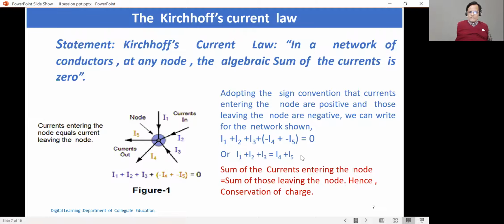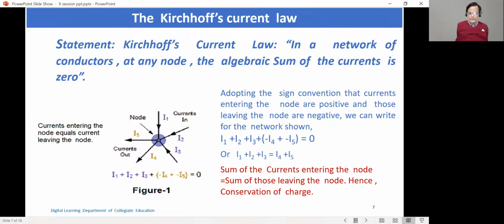So the sum of the currents entering the node is equal to the sum of the currents leaving the node. When currents flow into the node, charge flows into it. When currents leave the node, charge flows out of it. Kirchhoff's current law is essentially telling us that when currents are set up in a network, at any node there is neither creation nor destruction nor even accumulation of charge.